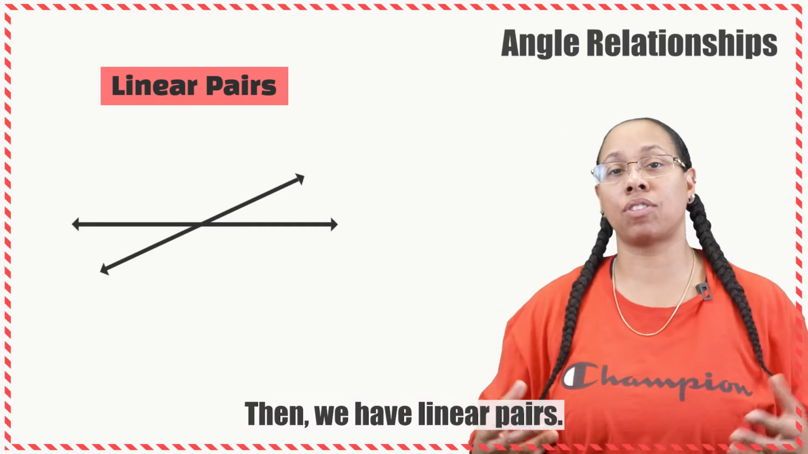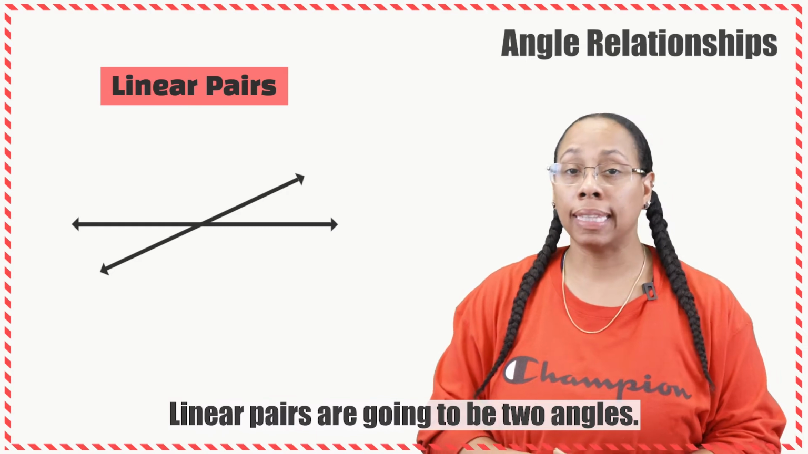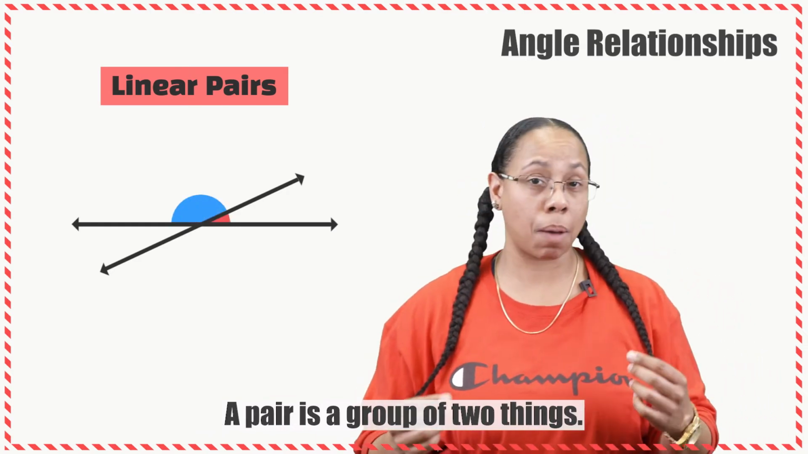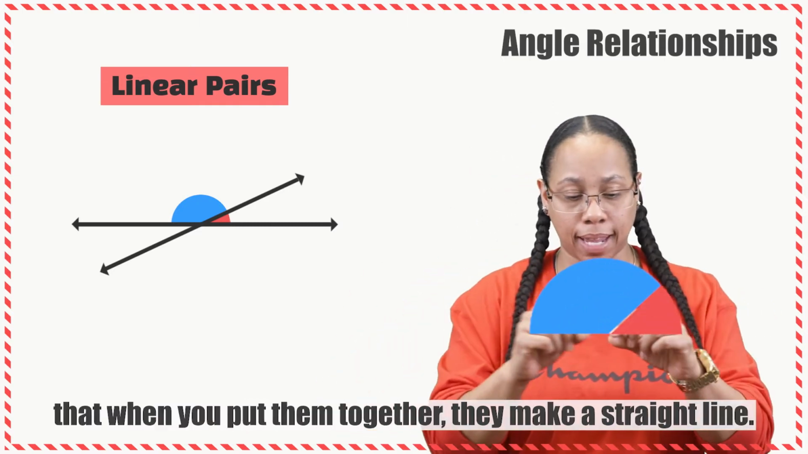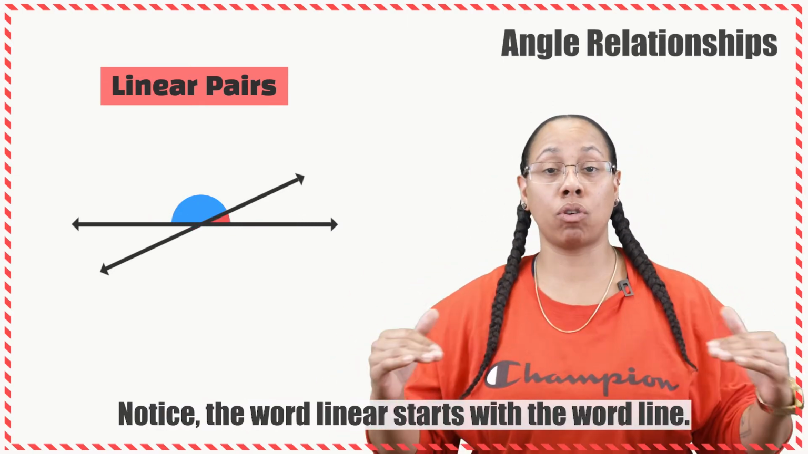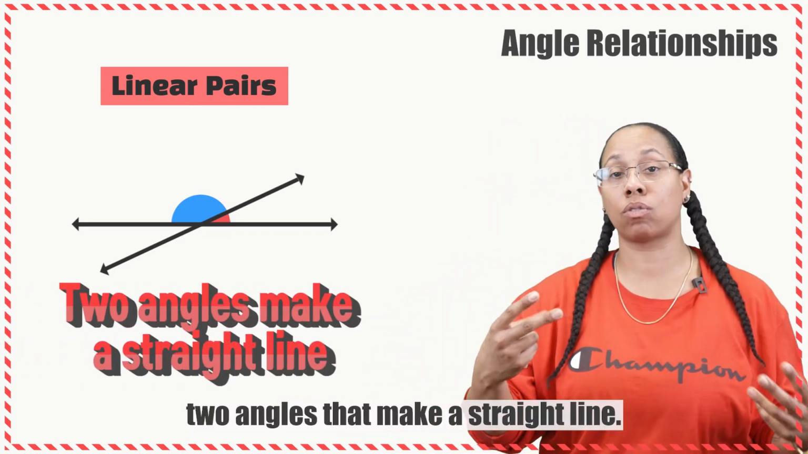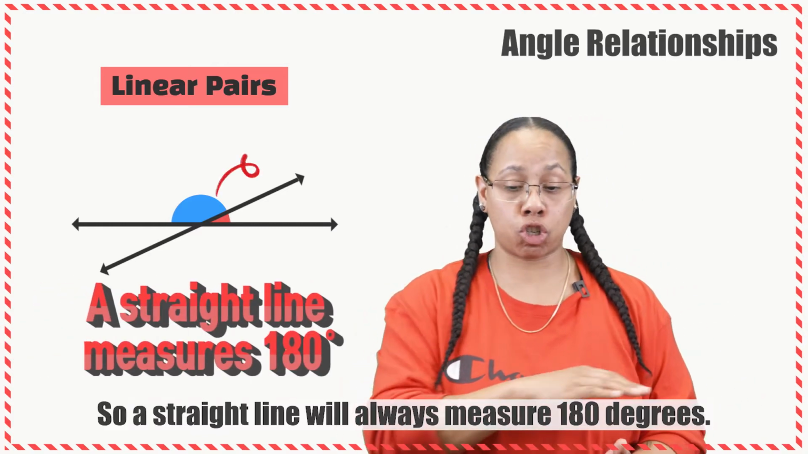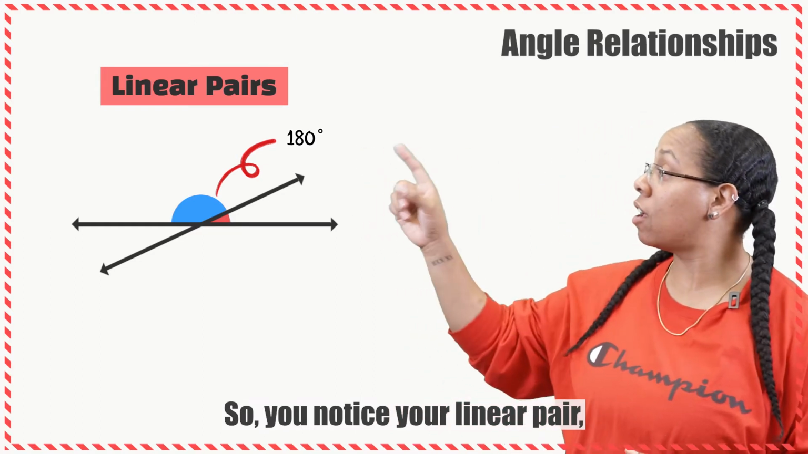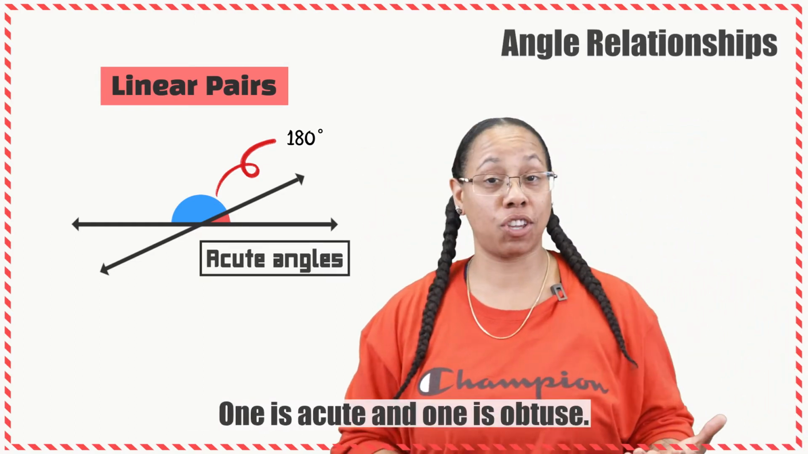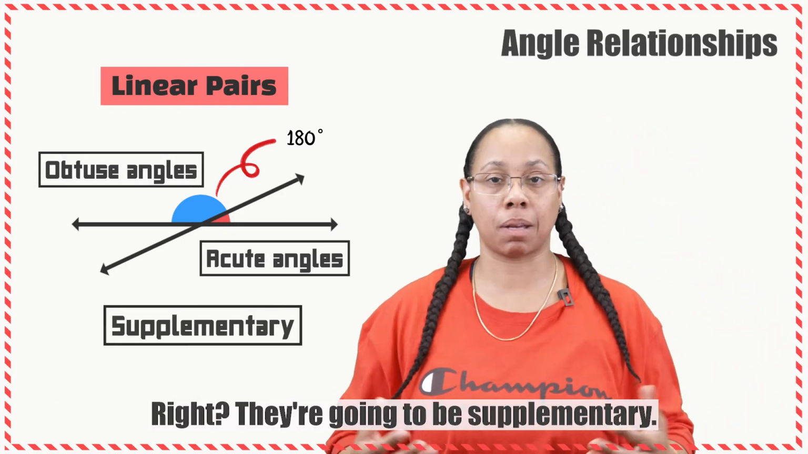Then we have linear pairs. Again, you don't need parallel lines for those, you just need intersecting lines. Linear pairs are going to be 2 angles. A pair is a group of 2 things. So a linear pair is 2 angles that when you put them together, they make a straight line. Notice the word linear starts with the word line. So linear pair literally means 2 angles that make a straight line. A straight line will always measure 180 degrees. You notice your linear pair are 2 different sized angles. One's acute and one is obtuse. So they're going to come together and they're going to be 180, right? They're going to be supplementary.